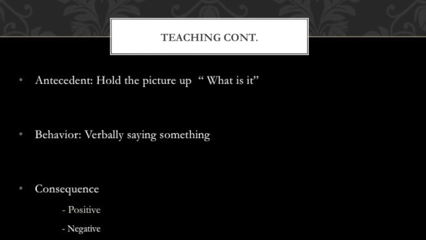For instance, if the child responded incorrectly, the consequence would be negative reinforcement, which consists of saying no and overcorrection 3 times, saying, "What is it? Strawberries. What is it? Strawberries. What is it? Strawberries." If the child responded correctly, he would be given positive reinforcement, which would be verbal praise, saying, "Good job saying strawberries," and reinforcing him with a token.